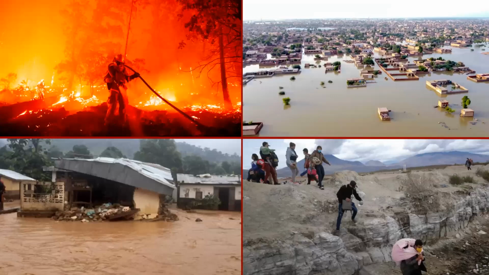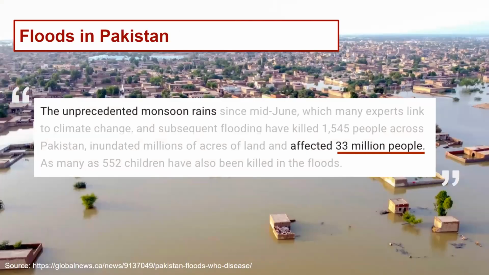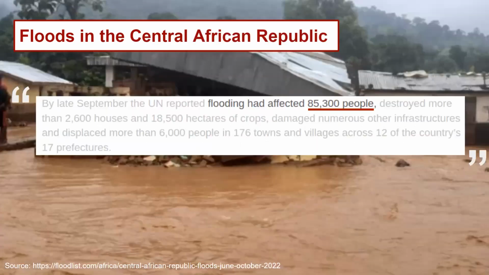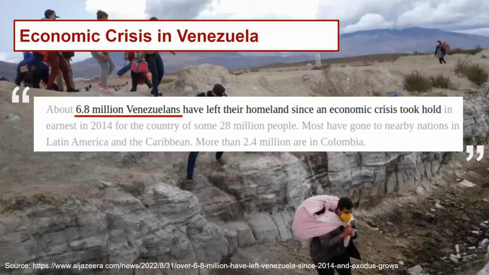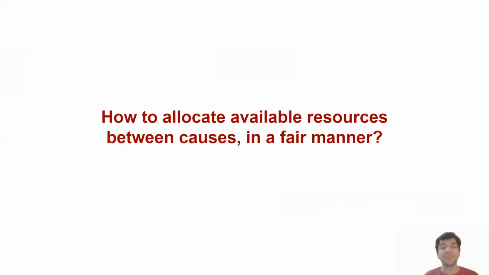There are many tragedies that happen around the world which can leave entire communities devastated. In the past 10 years, over 10,000 people needed to evacuate in the Algerian wildfires. 33 million people were affected in the Pakistani floods. 85,000 were affected by the flood in the Central African Republic, and 6.8 million people have been displaced due to socioeconomic crises in Venezuela. All need support to sustain themselves, but resources such as money are limited. Between these causes, how do we allocate the resources available in a fair manner?